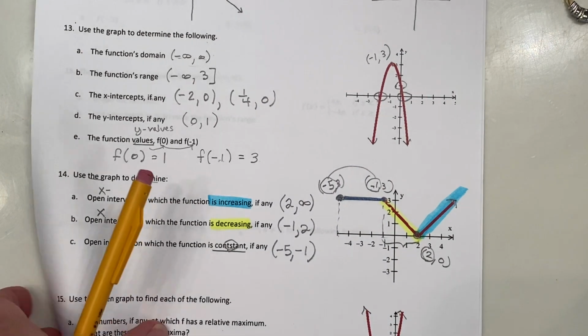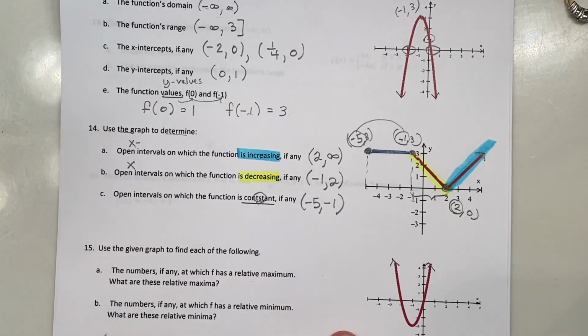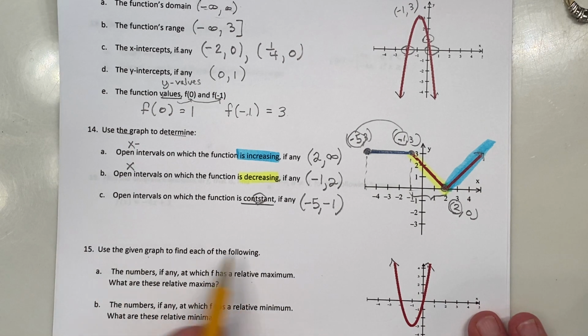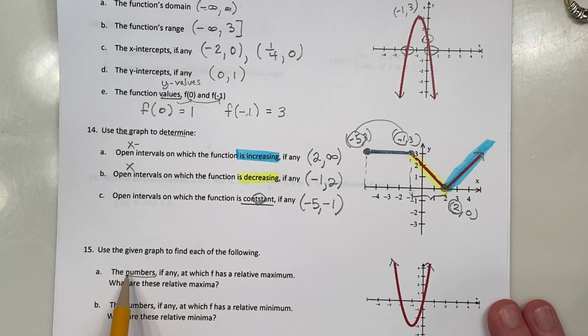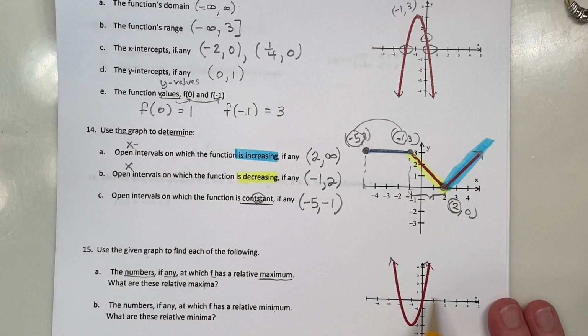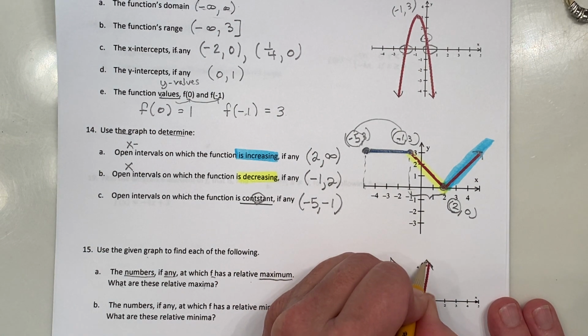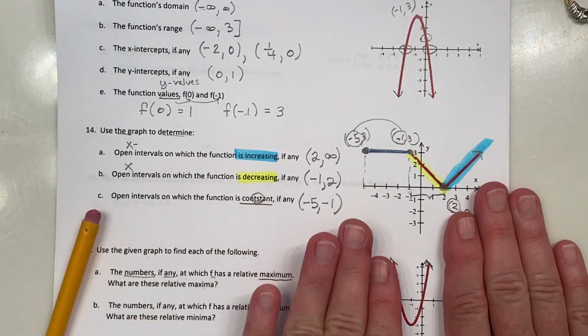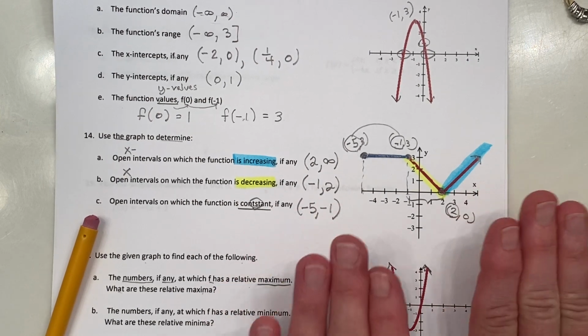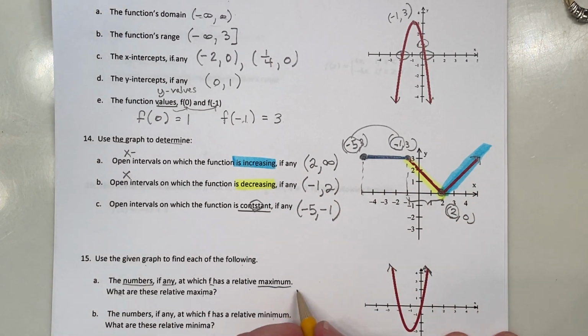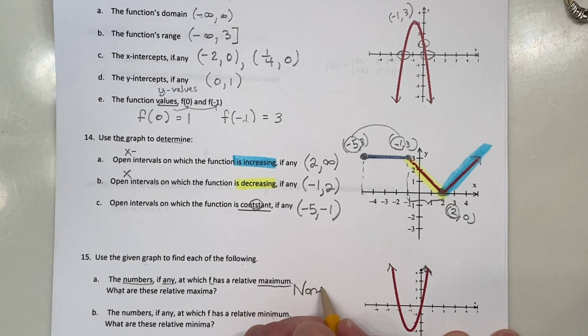And to quickly wrap up 15, because I'm running out of time here. Okay, what do we want to do here? Use the given graph to find each of the following. We want to find the numbers, if any, at which f has a relative maximum. What are these relative maximum? And then we want to find the minimum. Well, I can see from this graph that I don't have a high y value. I mean, the graph continues, but there's not a relative maximum in a neighborhood where I have a high y value. So actually, we don't have any maxima.